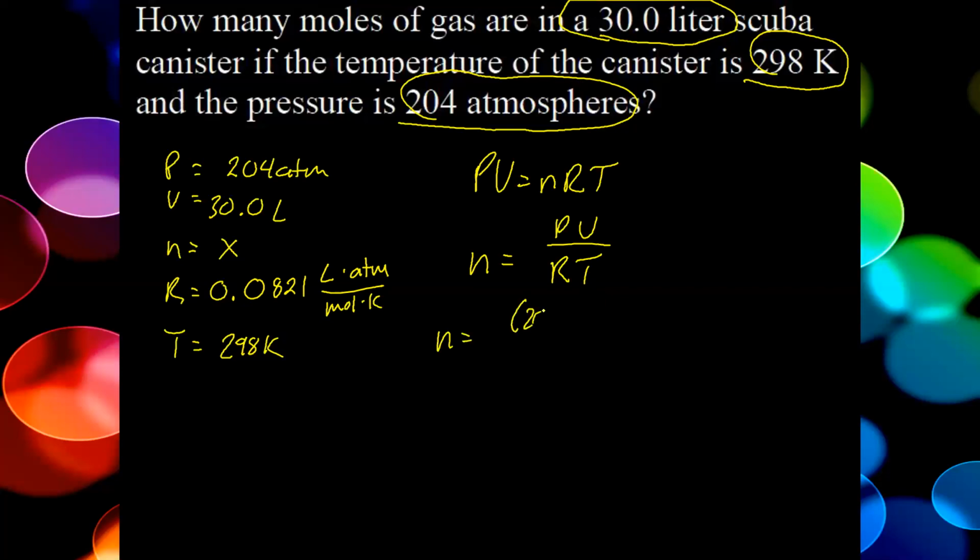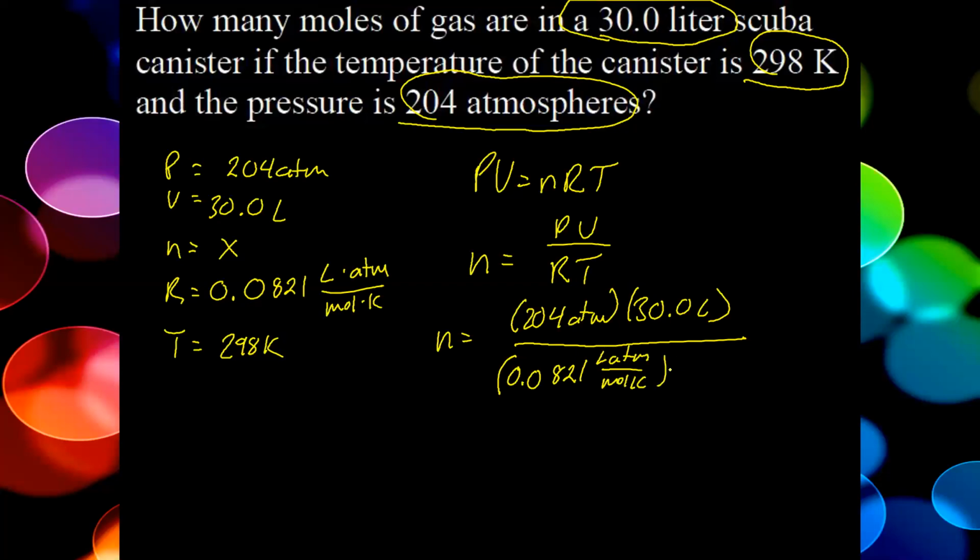So I'm going to take 204 atmospheres, multiply it by 30 liters, divide it by 0.0821 liter atmospheres per mole K, and times it by 298. Now the math here is a little interesting. Be very careful as you type this in. Atmospheres cancels atmospheres, liters cancels liters, kelvins cancels kelvins.